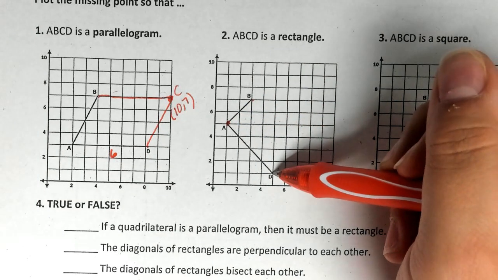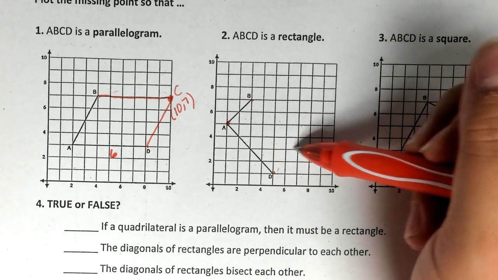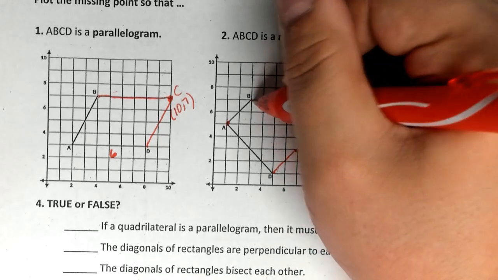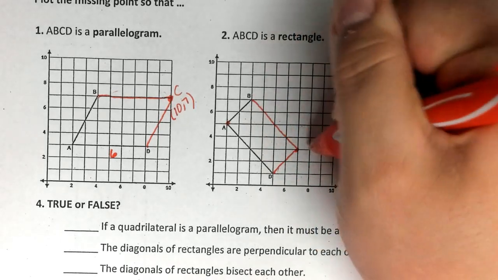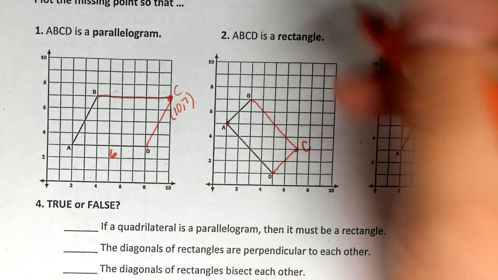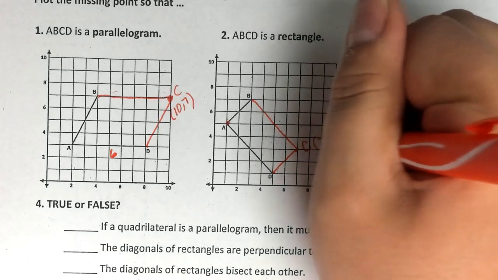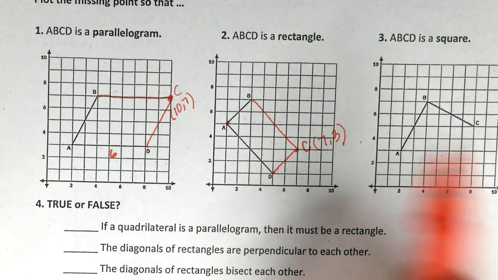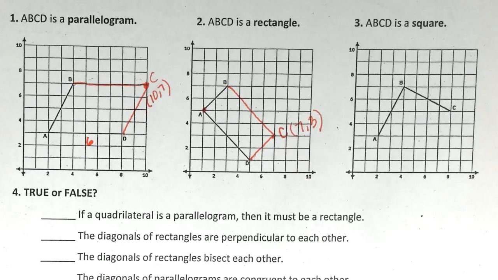So what am I going to need to do here? You mean go up 2, right 2? Up 2 over 2. And does that create a rectangle? What point is that at? 7, 3.